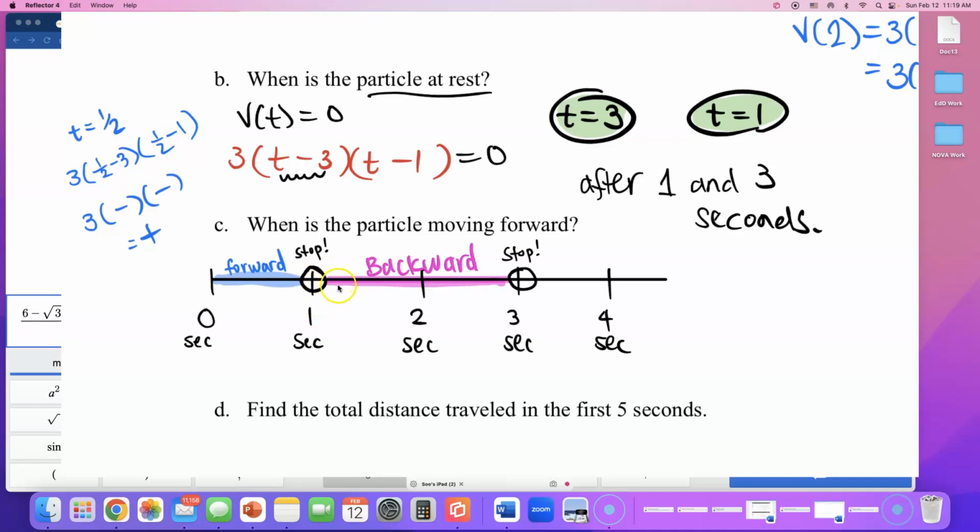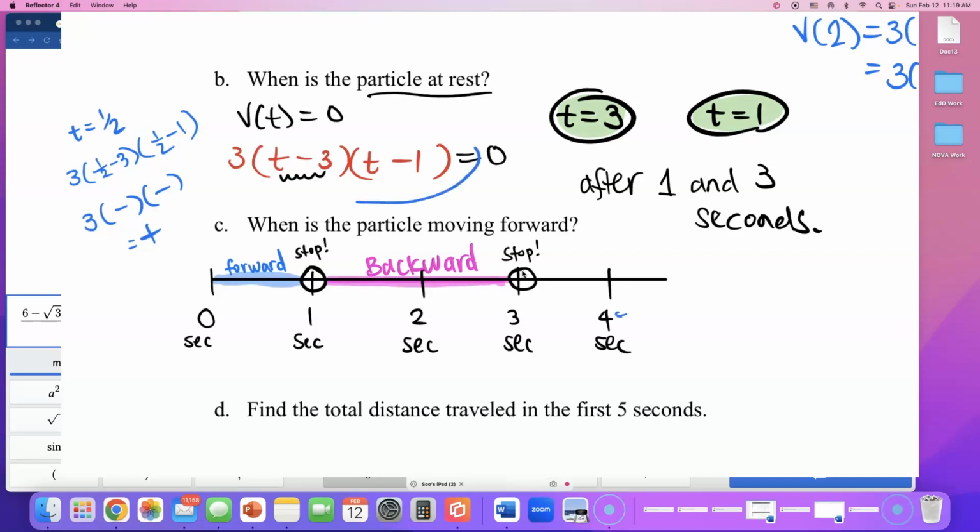Oh, I forgot something. I'm going to go back, maybe slowly. After 3 seconds, it's going to stop. So I wonder if it's going to be moving forward or backward after the 3 second mark. So let's just plug in another number after 3 seconds. I'll plug in 4.